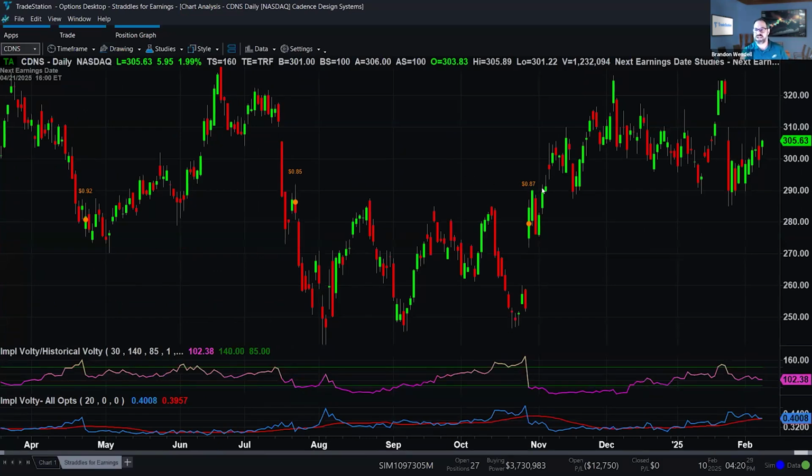Why not calendarize or diagonalize the long units? Well, I could, but the reason why I was doing it as a straddle is I don't know which direction the price is going to go, and I'm just trying to capture the volatility going up and neutralize everything else. By going long a call and a put, I have delta neutrality for the most part.